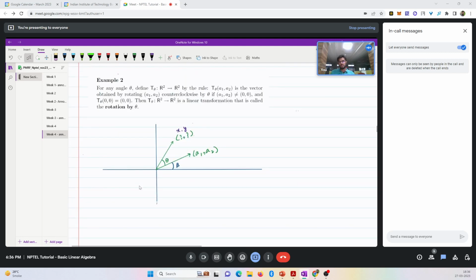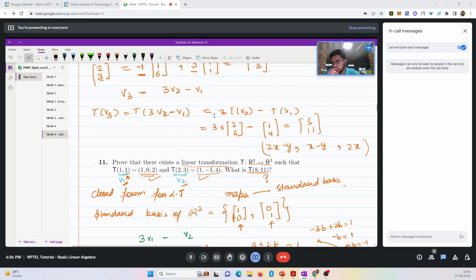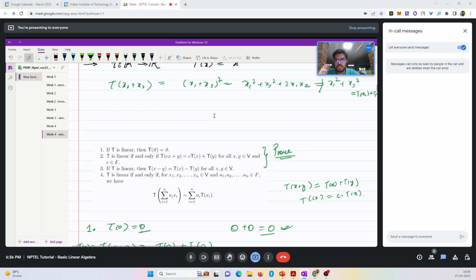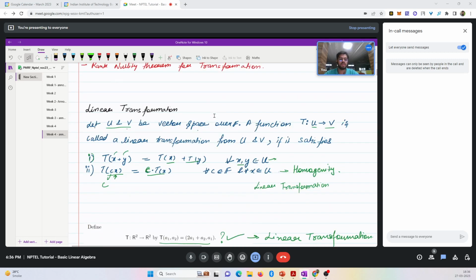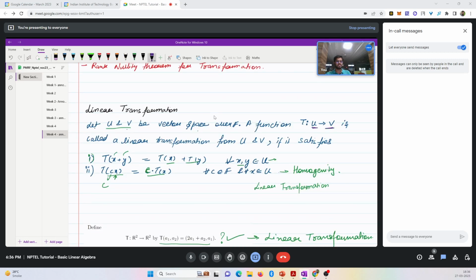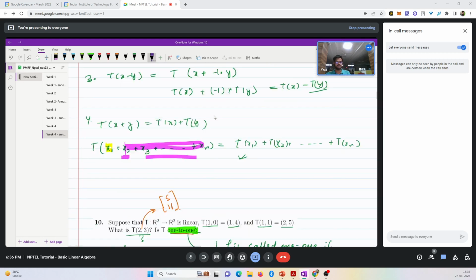We'll see some important set of linear transformation. I hope the idea of linear transformation is clear to you. Just to reiterate, a linear transformation is nothing but a function from your vector space U to vector space V satisfying these two properties. First, T of x plus y is T of x plus T of y, and second, T of cx is c times T of x.